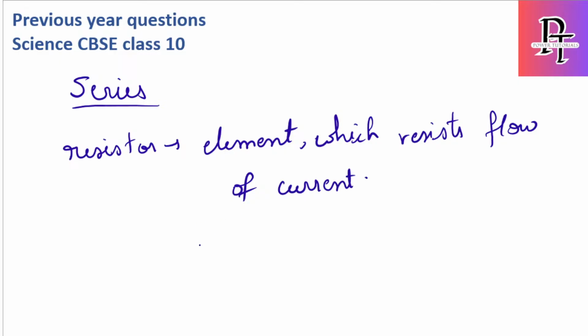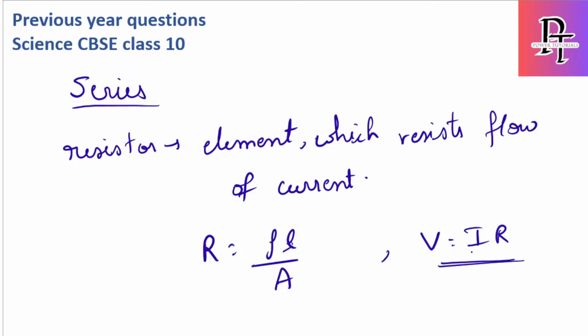And the basic formula is R equals rho L by A. I'm not going to cover these questions because it's not related to the circuit, but this is a basic definition. The resistance is equal to resistivity times length of the conductor divided by area of the conductor. Another important formula for a resistor is Ohm's law, which states that V equals IR. We are going to use this formula along with a few questions, and we'll solve for the resistance, the voltage, and so on.